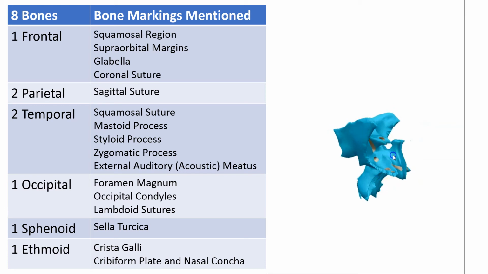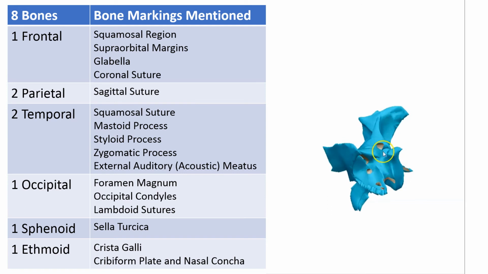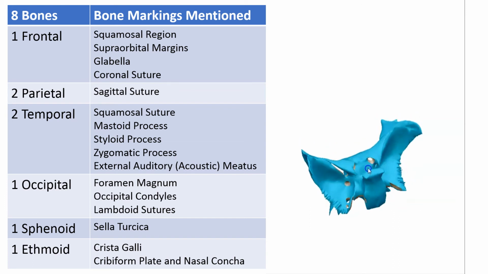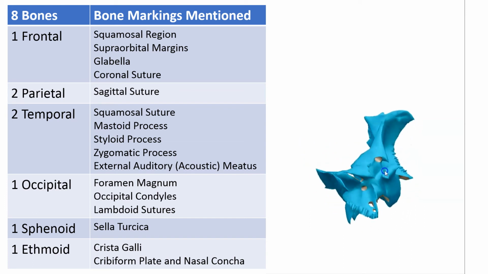Do you see this saddle-like structure here? This is called the Turkish saddle, or the sella turcica. It's also sometimes called the hypophyseal seat. The hypophysis is another name for the pituitary gland. The pituitary gland is the master gland that controls many functions, including metabolism in the body. It also controls the activity of various glands.